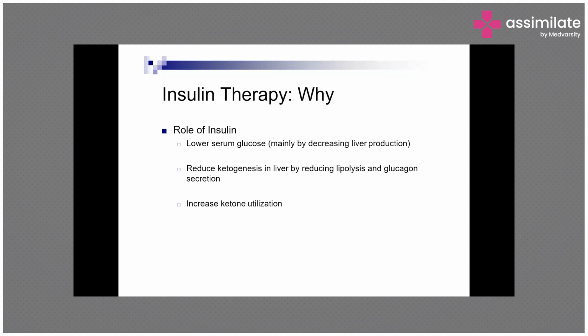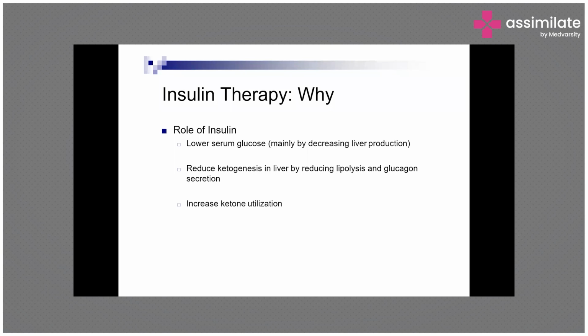As we know, insulin is also one of the cornerstones of the management of diabetic ketoacidosis, along with IV fluids. The insulin therapy should be started simultaneously along with the fluid resuscitation. The main advantage of insulin is it reduces the glucose levels, and it also reduces the glucose production by the liver, and it also reduces ketogenesis, because ketogenesis happens because of lipolysis and the excess of glucagon secretion, which break down lipids or fats and produce ketones.